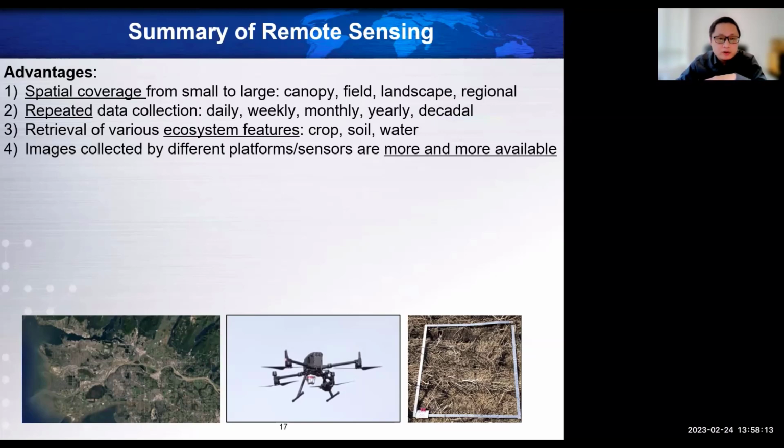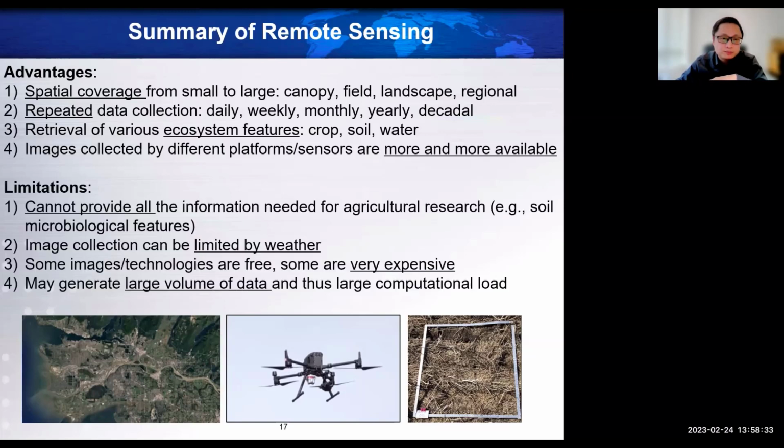Images collected by different platform sensors are more and more available. In recent years, you probably also noticed drones available. There are also different sensors available, so thermal sensor, LiDAR sensor, radar sensor. Using different sensors, we can get more data sets to understand crop health and soil health.